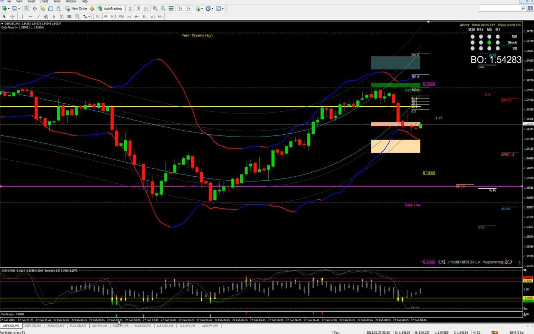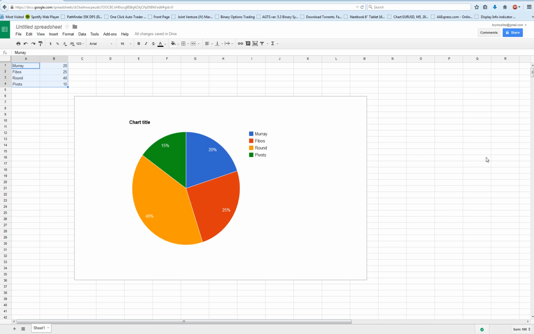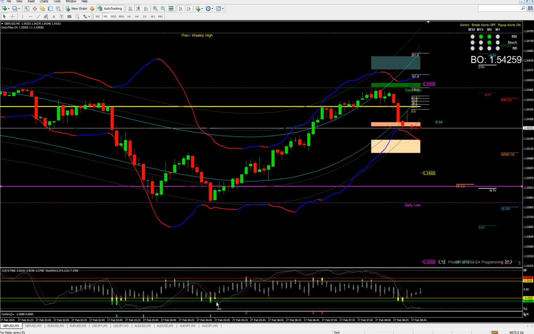We're talking about the institutional levels then. Okay, so institutional levels. Let's pretend there's only 4 ways in the world to trade. The blue one is Murray Math Lines. This one is Fibos. This one's round numbers, and this one's pivots. Now there's more than this for institutional level trading, but these are some of the more popular ones. That's why we have them on our charts. That's why when I say you want confluence, because more than likely one of these ways of trading is here.